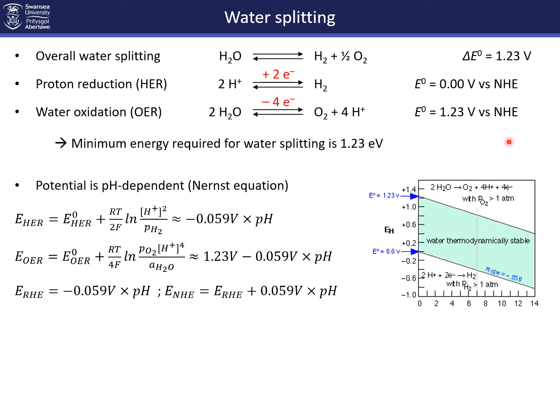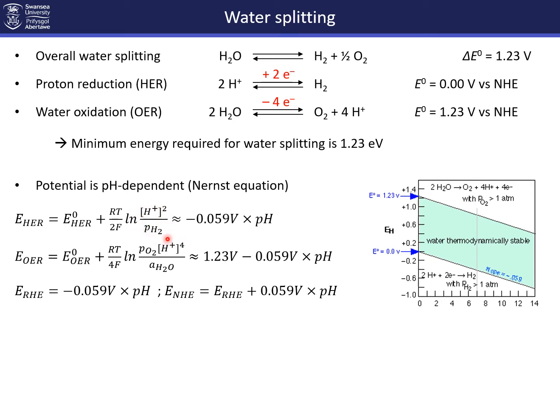But these potentials are only under standard conditions, which means pH 0 and 1 bar. If we are changing these conditions, the potentials are also going to change. And this is something you can calculate with a Nernst equation, which is shown here for the hydrogen evolution reaction. So the actual potential at which it happens depends on the standard potential plus this term that accounts for the temperature, the number of electrons exchanged, and the concentration of protons and the pressure of hydrogen.